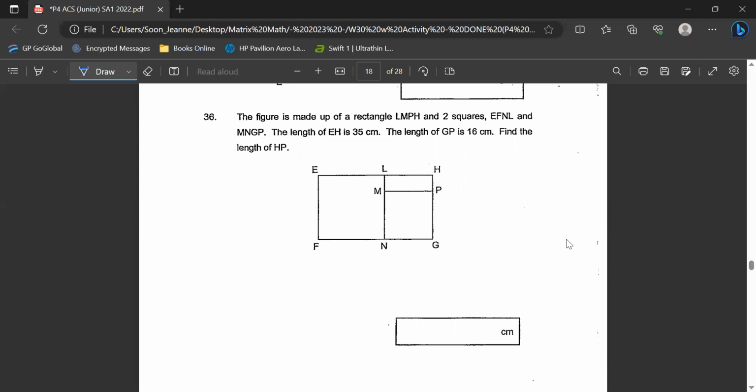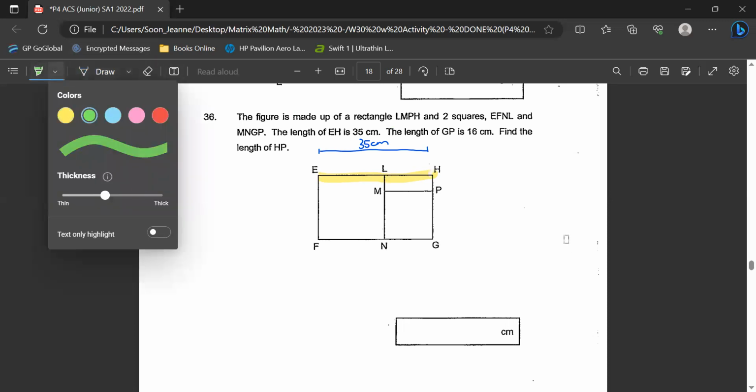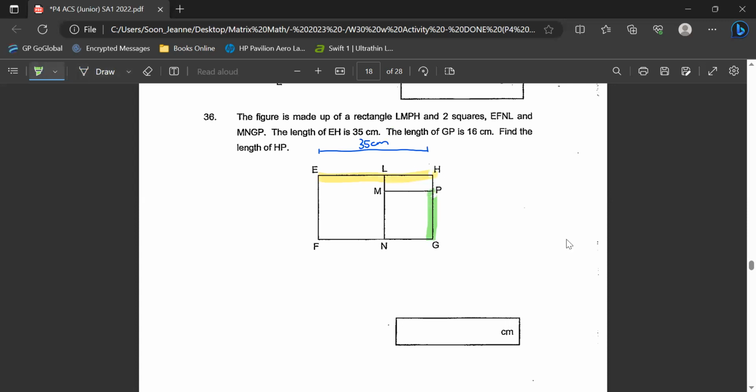Where is EH? Let me highlight, okay? So EH is here. This is the total of 35 cm. I want to find the length of GP. Where is GP? So I'm going to highlight again with a different color. GP is here. The length of GP is 16 cm. I want to find the length of HP. So what is the length of HP?